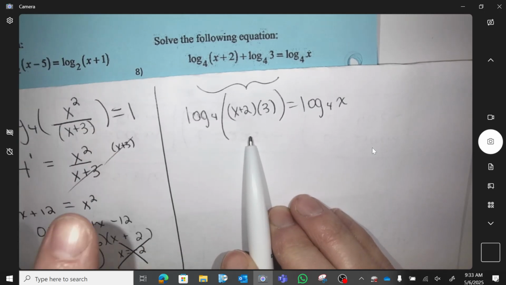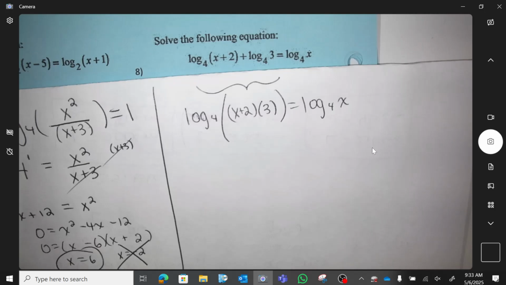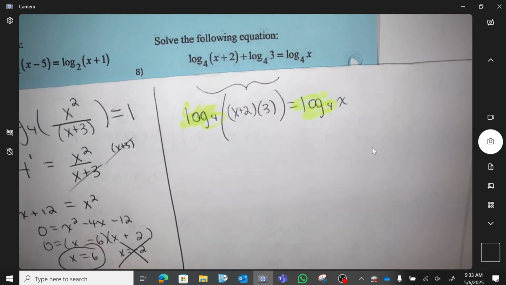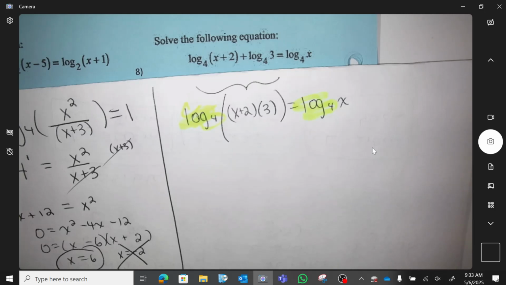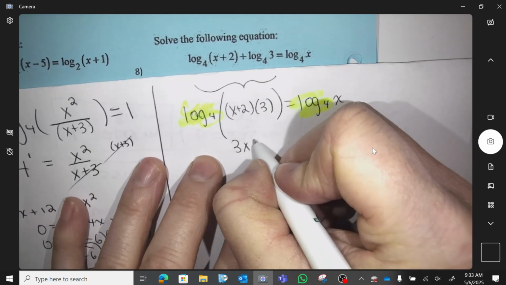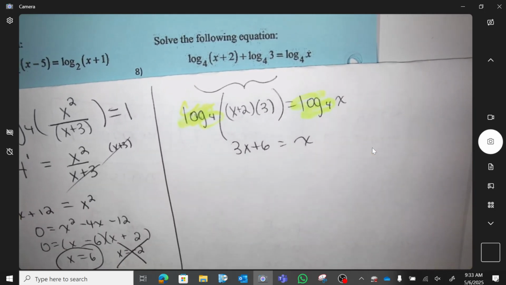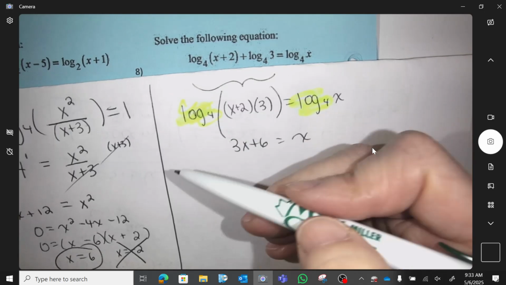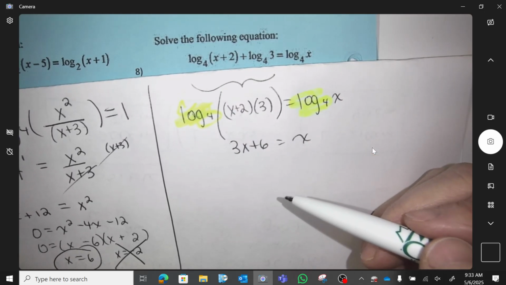Okay, now this starts with log 4 something and this starts with log 4 something. So what kind of math can we think about? Hey, if they both start the same, then they both have to end the same. So I'm going to say 3x plus 6 has to be the same as x. Because log 4 something equals log 4 something else. They both start with the log 4. Okay? Do not cancel. That is not the math property you're doing.